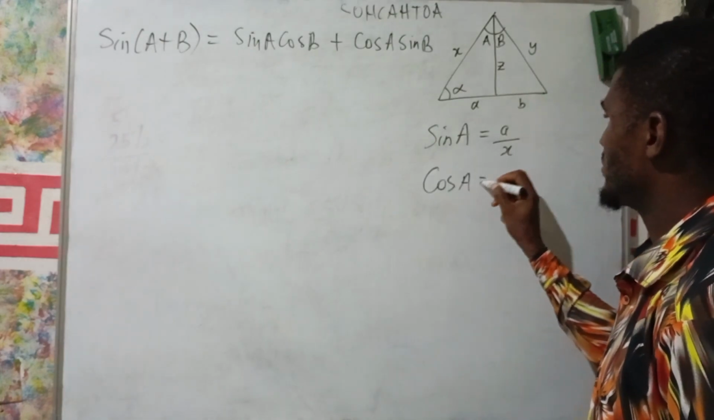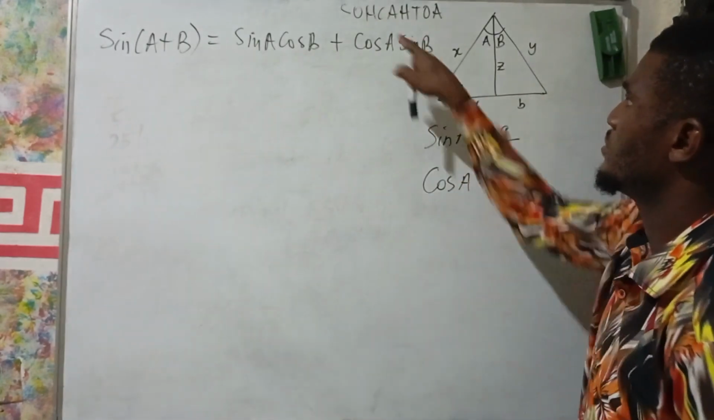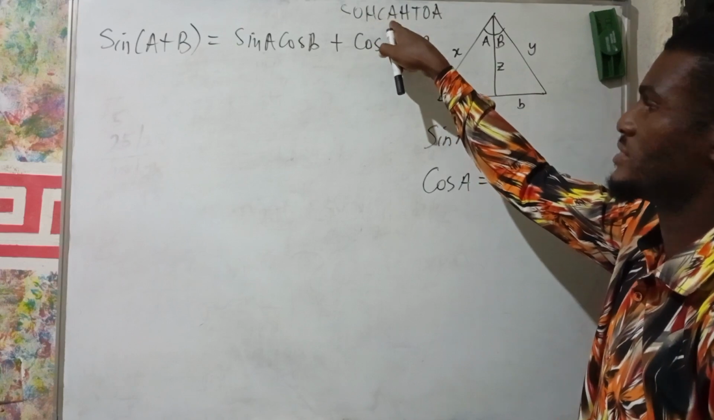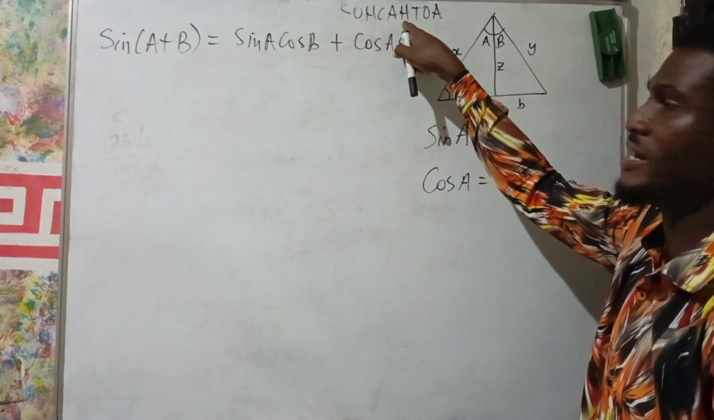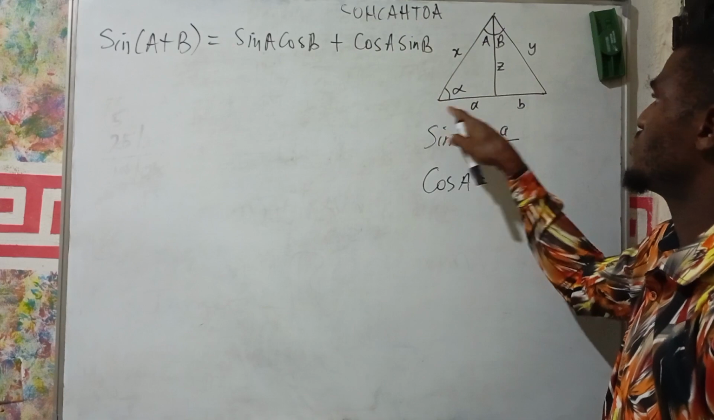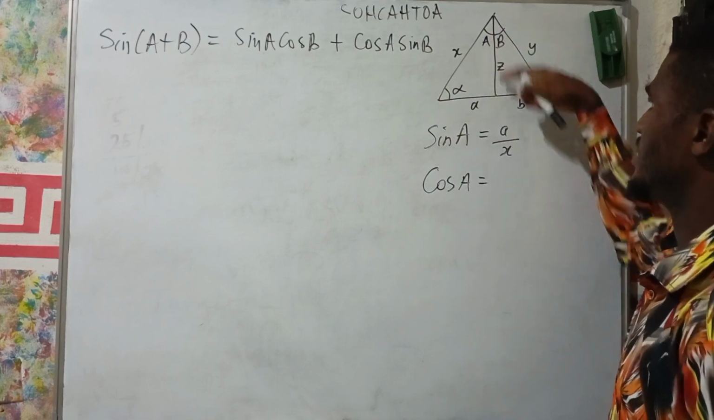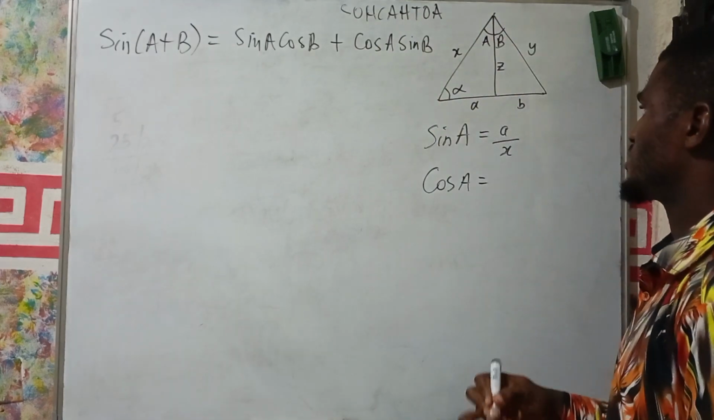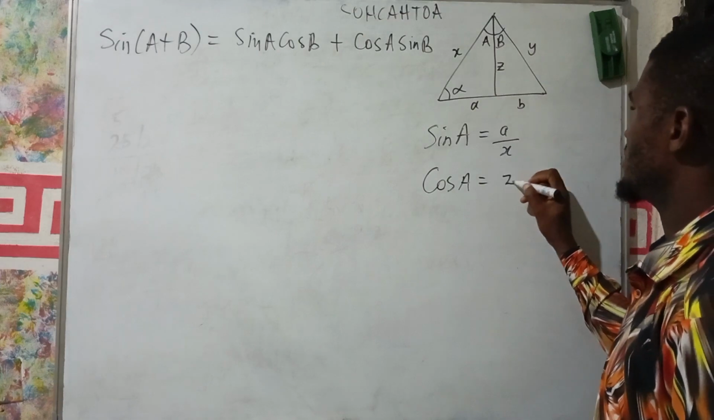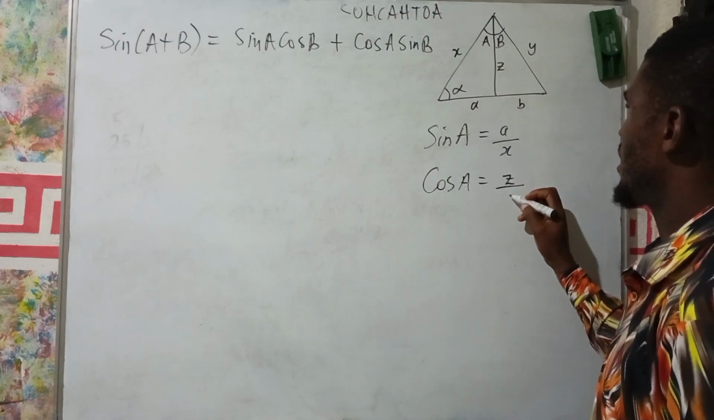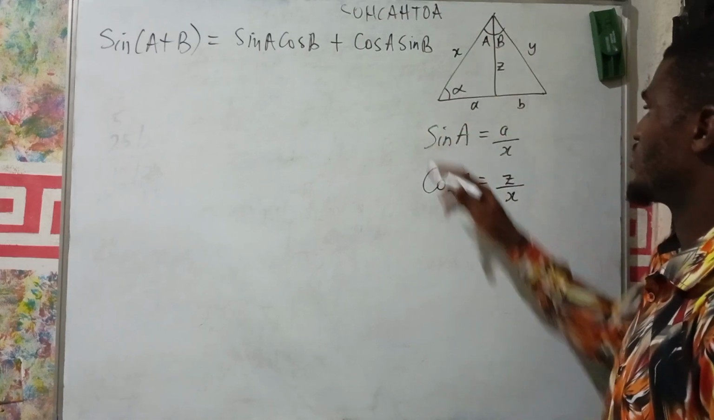Cosine of A would be, cosine has to go with adjacent and hypotenuse. Remember, this is the hypotenuse, this is the opposite to this angle, then definitely this is the adjacent. So adjacent there is Z over the hypotenuse, which is X, the longest side.